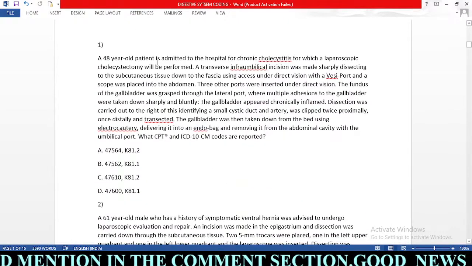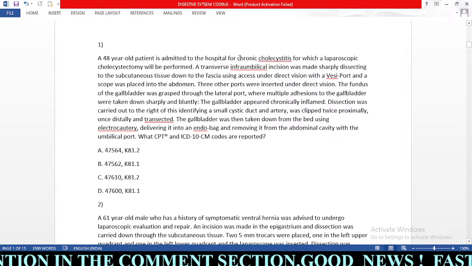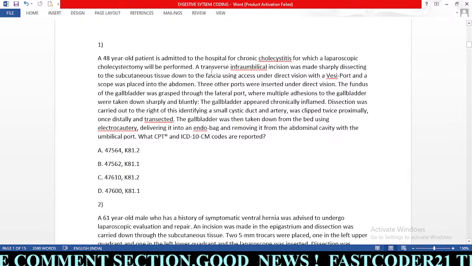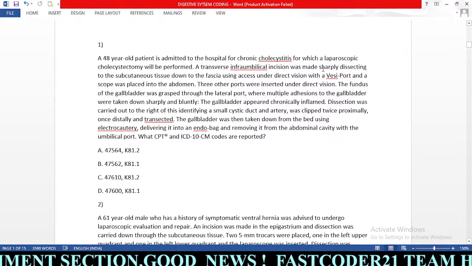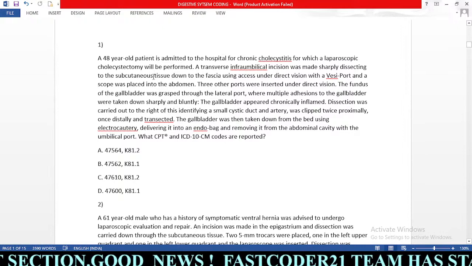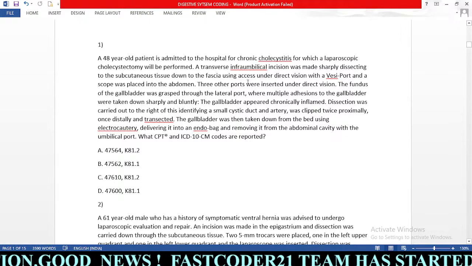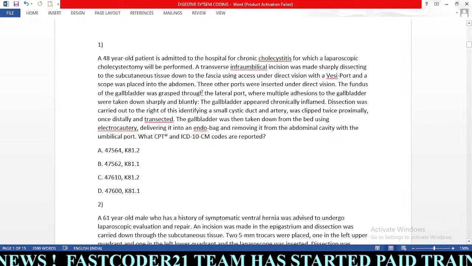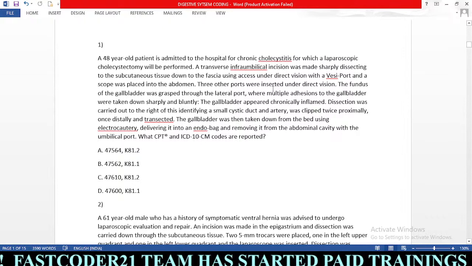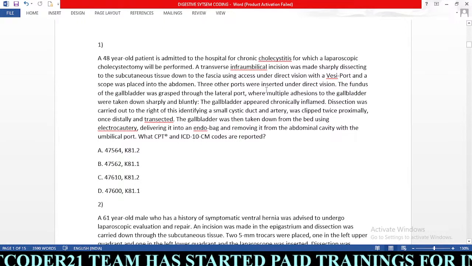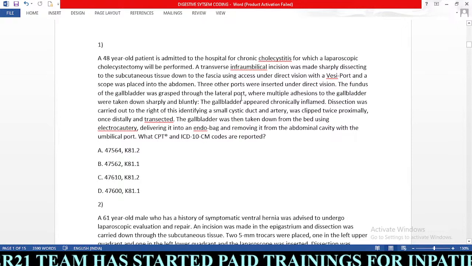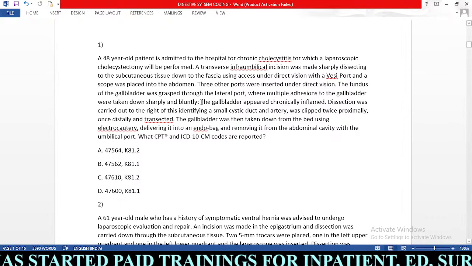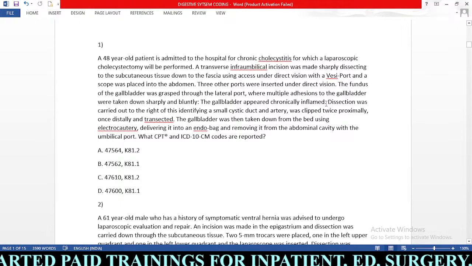A 48-year-old patient is admitted to the hospital for chronic cholecystitis, for which a laparoscopic cholecystectomy will be performed. A transverse infraumbilical incision was made, sharply dissecting to the subcutaneous tissue down to the fascia, using access under direct vision with a Visiport, and a scope was placed into the abdomen. Three other ports were inserted under direct vision. The fundus of the gallbladder was grasped through the lateral port, where multiple adhesions to the gallbladder were taken down sharply and bluntly. The gallbladder appeared chronically inflamed.